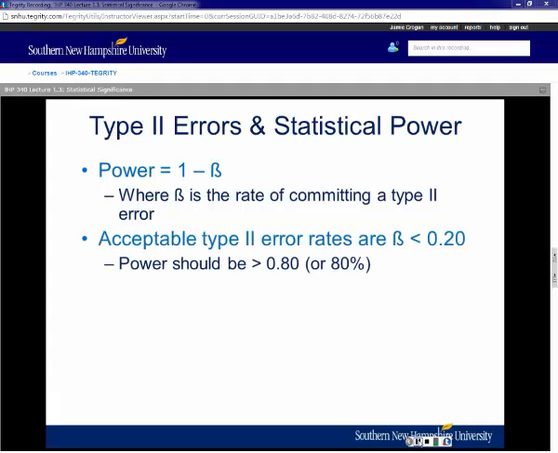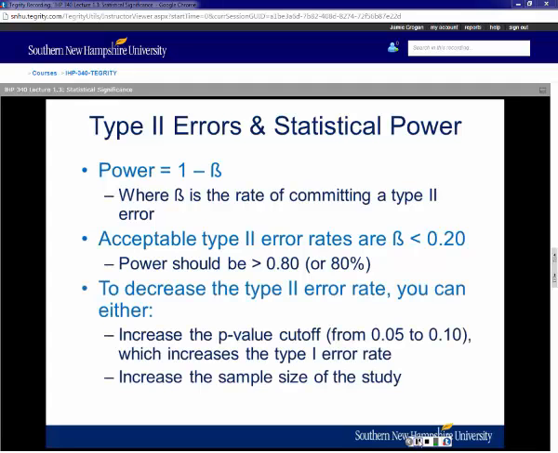So we also have acceptable rates of a type 2 error. Just like the type 1 error acceptable rate is 5%, the acceptable level for the type 2 error rate is 0.2, or 20%, or smaller. So if power equals 1 minus beta, and beta needs to be 20% or smaller, that means that power needs to be 80% or bigger.